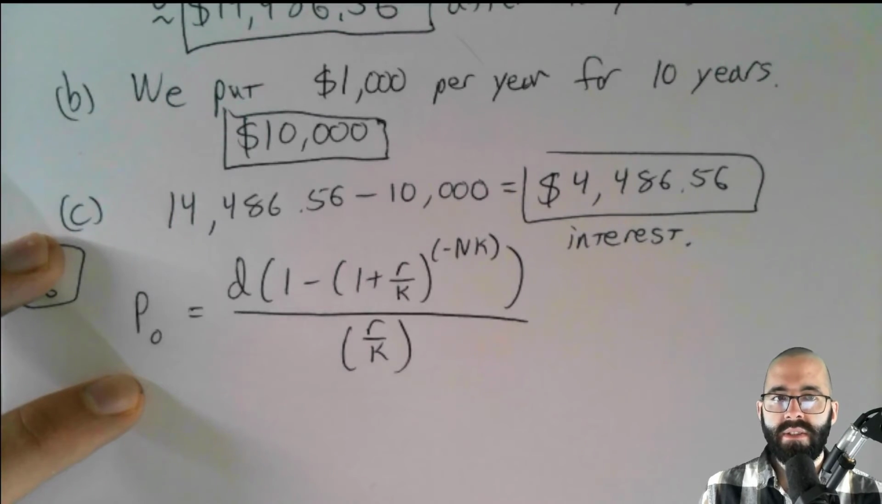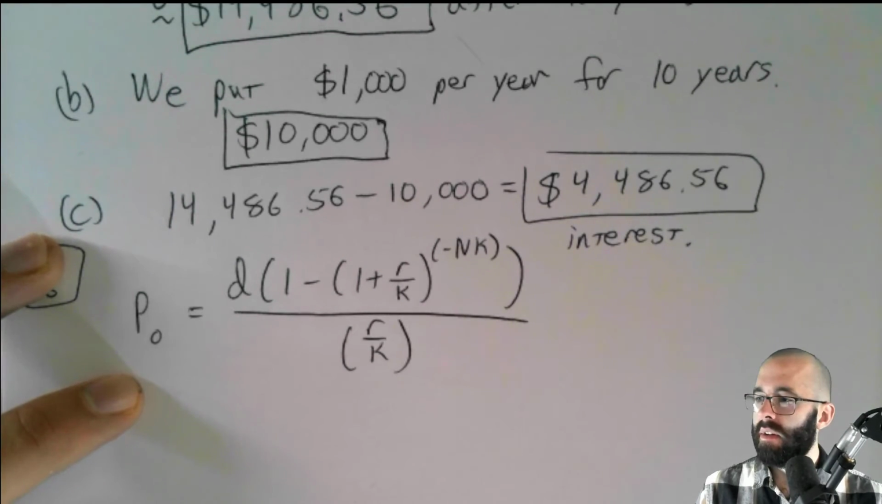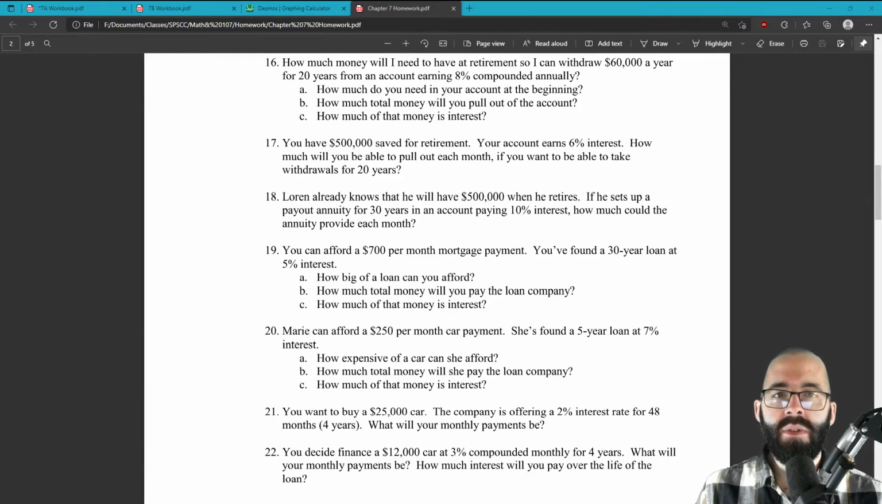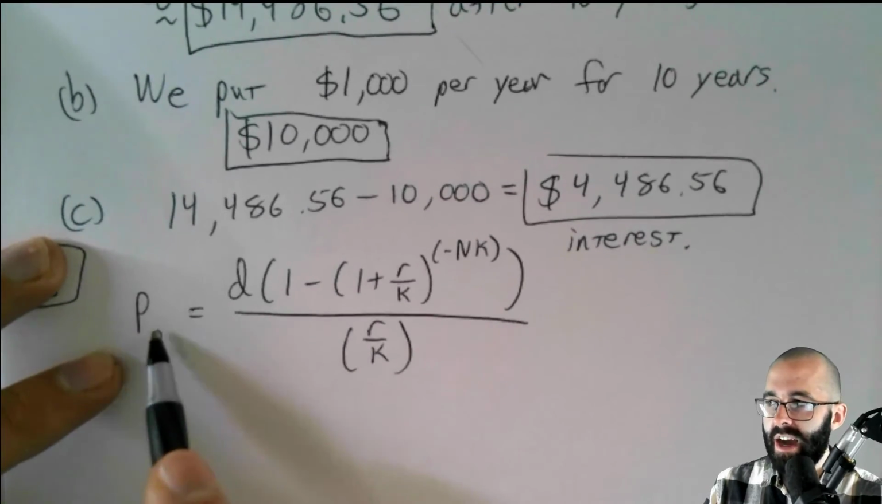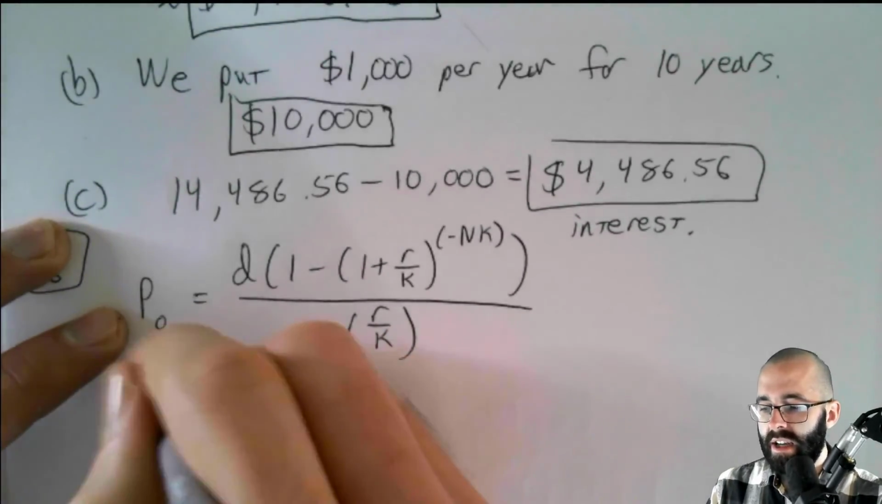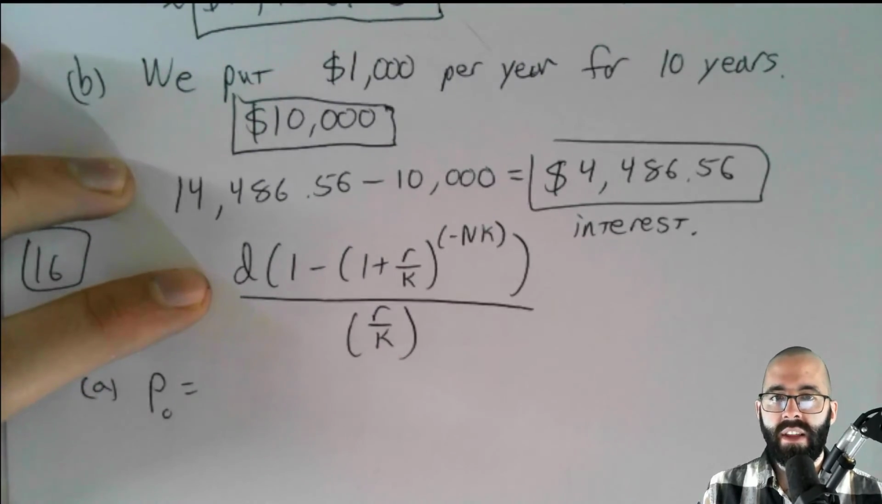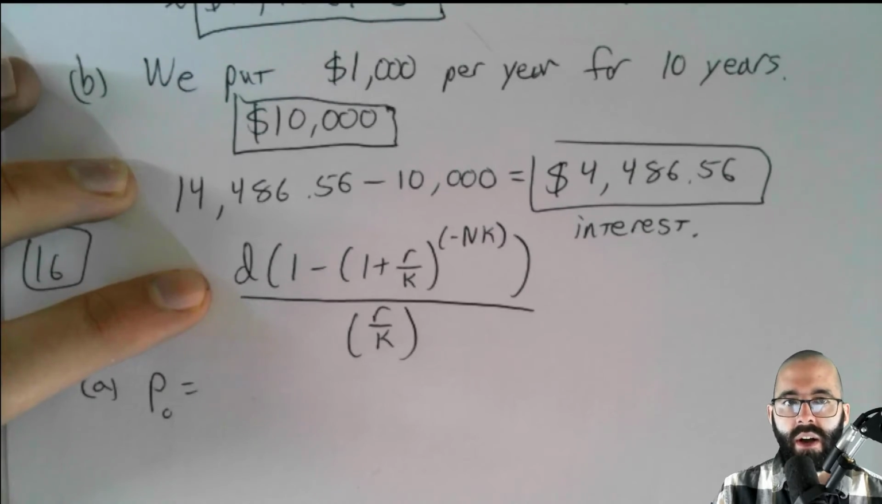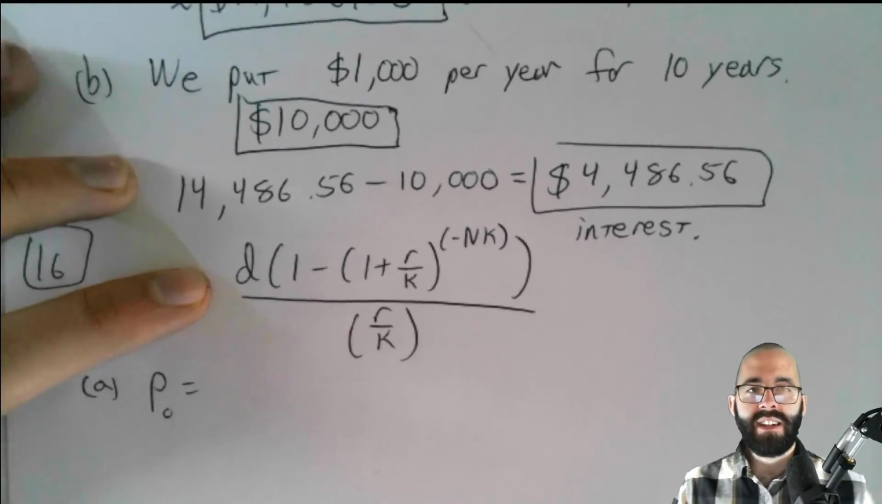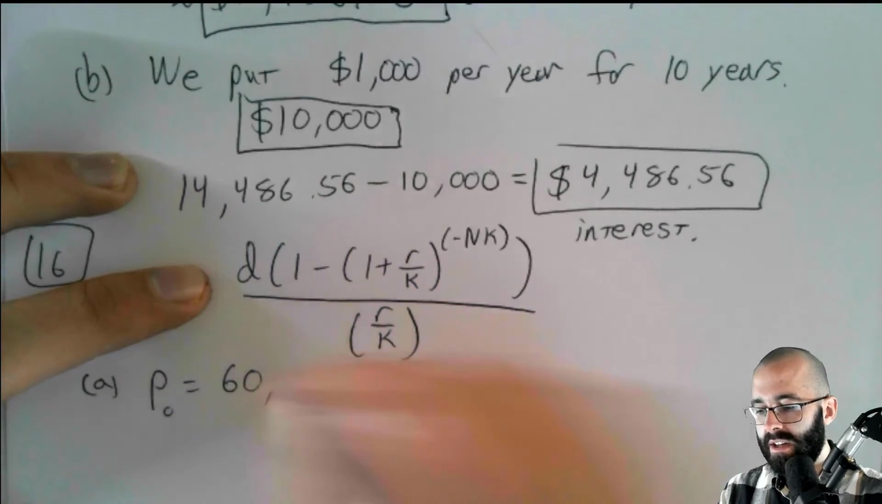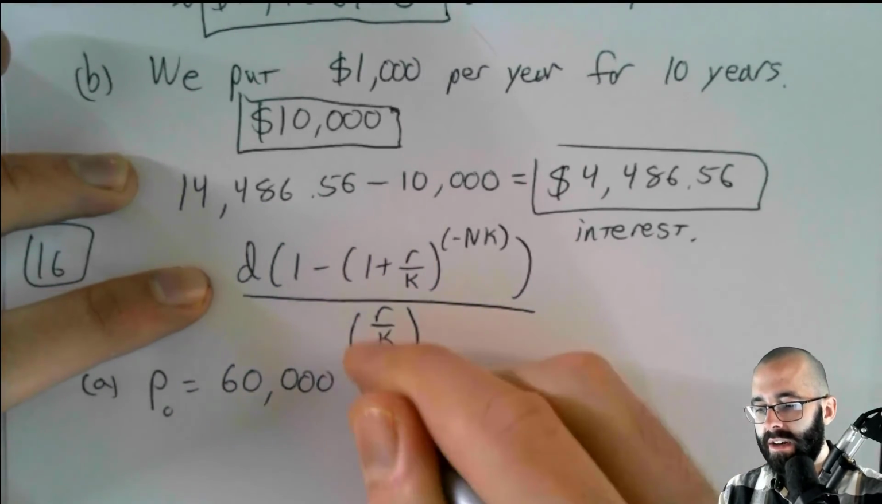So we just have to look at the homework to see what is what. The homework question is asking, how much do you need in your account at the beginning? That's this. This is how much in the account at the beginning. So P naught is what we're looking for in part A. So let's fill in everything else. D is how much I want to withdraw. We're withdrawing 60,000 a year. That's our D here.